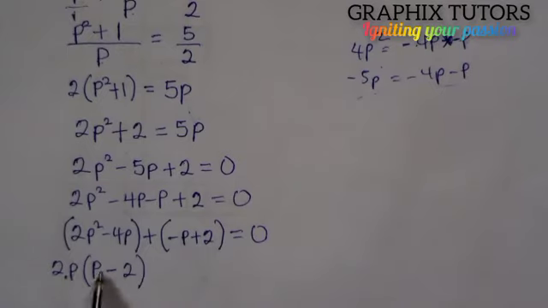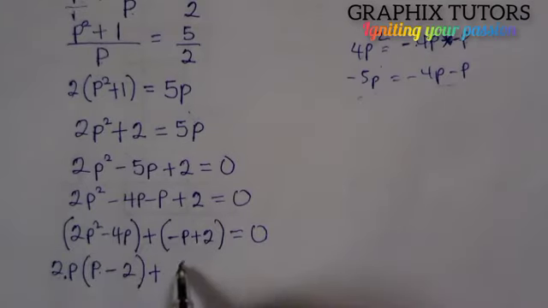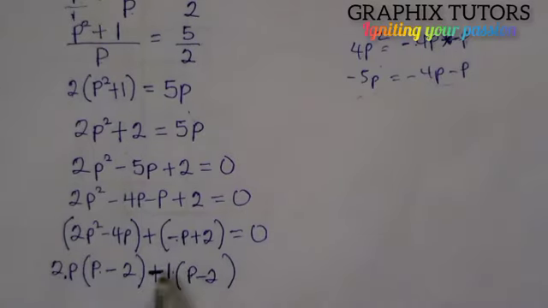Because 2p times p will give us 2p squared. 2p times 2 gives us 4p. The good news here is that p minus 2, whatever is here, will surely be here. P minus 2. Now you ask yourself, what would I multiply with p that will give us minus p? That is minus 1. So my minus 1 will be here. Right? So this is minus 1, because minus 1 times p gives us minus p. Minus 1 times minus 2 gives us plus 2. So equals to what? Equals to 0.